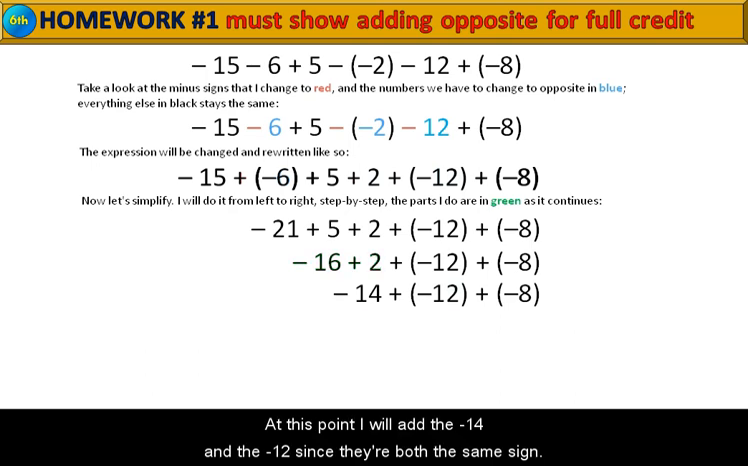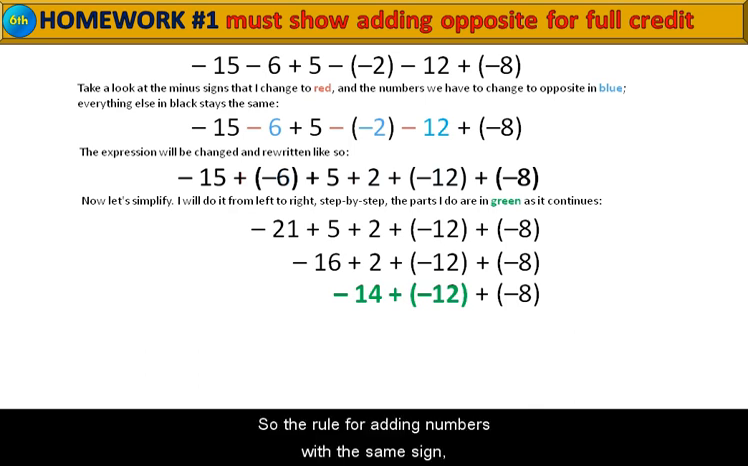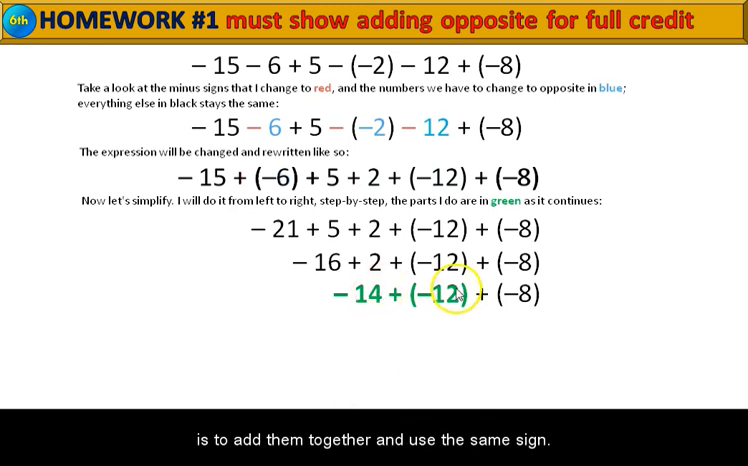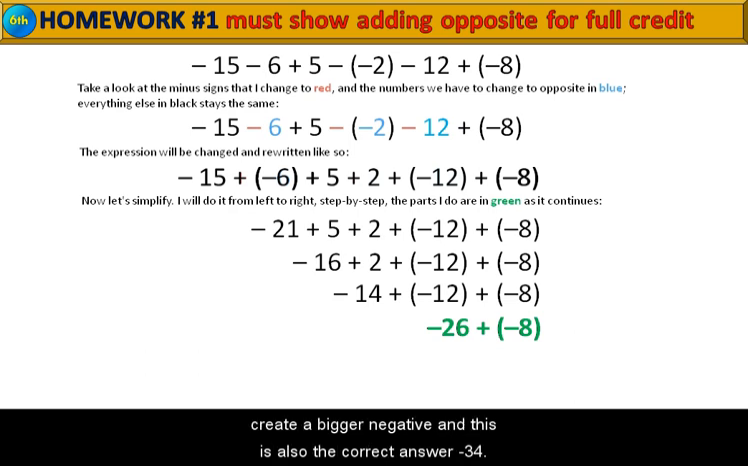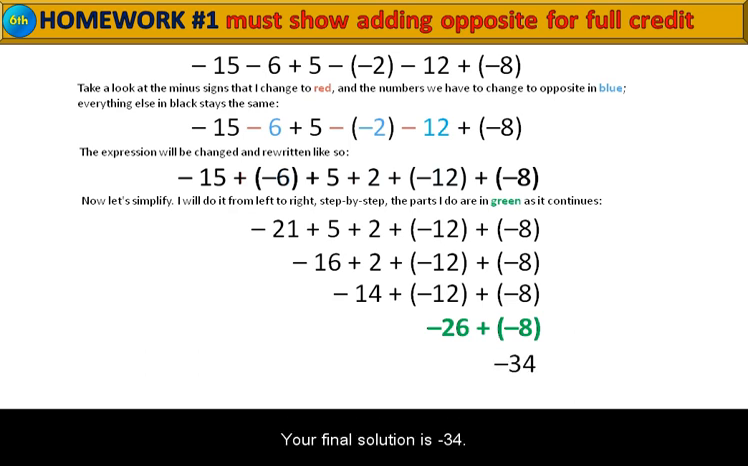At this point, I will add the negative 14 and negative 12. Since they're both negatives, it'll only make a larger negative. So the rule for adding numbers with the same sign is to add them together and use the same sign. 14 plus 12 is 26, and we keep using the negative. The same rule applies for this situation. Negative 26 plus negative 8. They're both negatives, so I will combine them to create a bigger negative, and this results in the correct answer, negative 34. Your final solution is negative 34.